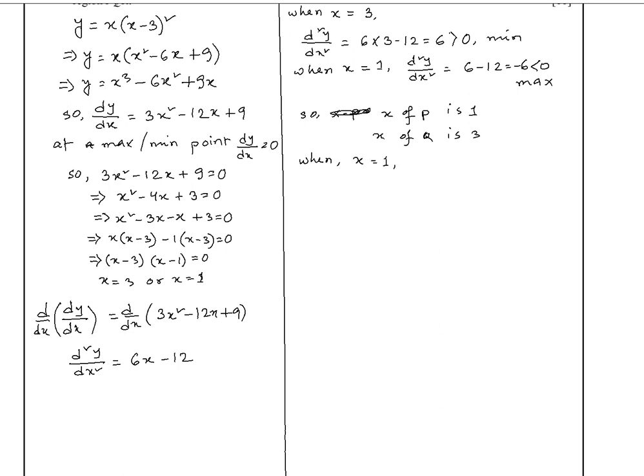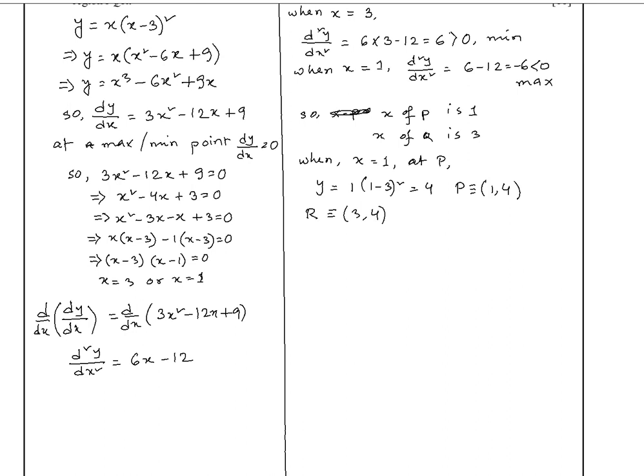So when x equals 1, substituting this value in the original equation, we get at P y equals 1 times (1 minus 3) whole squared, which gives us 4. So the coordinate of P is (1, 4). So therefore the coordinate of R is (3, 4). So now finally we have the coordinate of R.